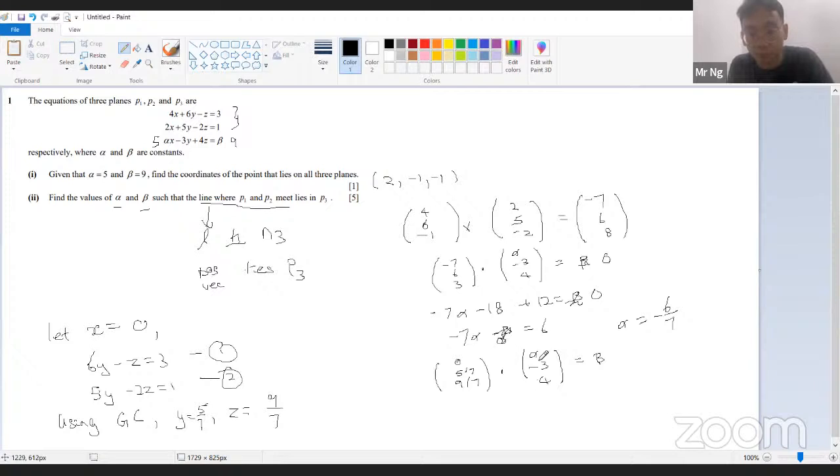Okay, then 0 dot this, then after that minus 5 over 7 times 3, so minus 15 over 7, then after that plus 36 over 7 equal beta, so beta equals 21 over 7, which equals 3. Okay, so that's my answer.